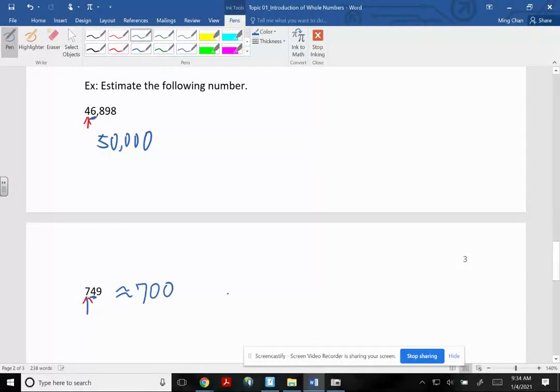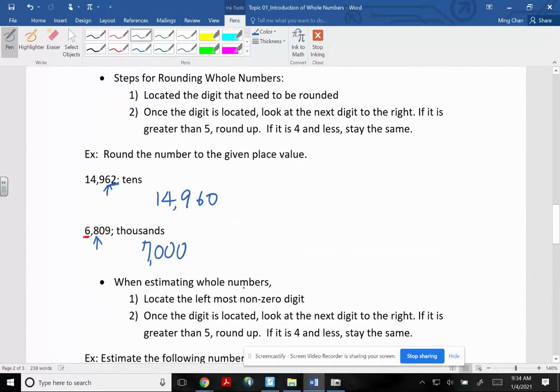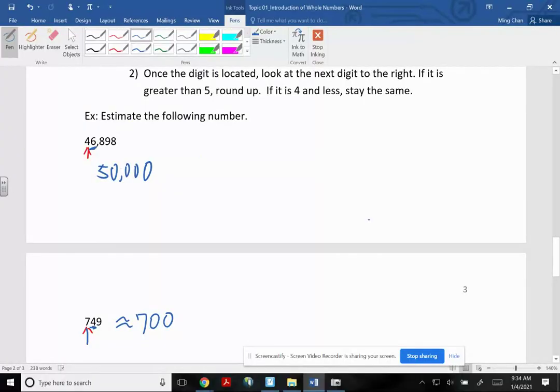Okay, so just a real quick introduction on how to read and write the expanded notation form of our whole numbers, and a little bit of rounding and estimating.